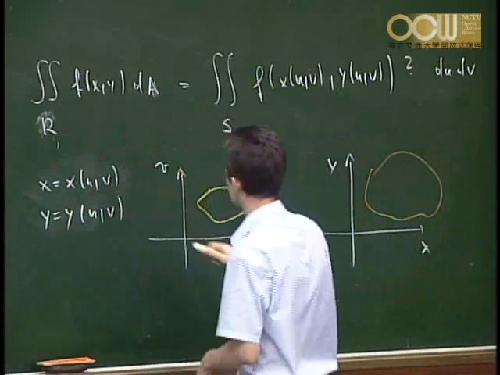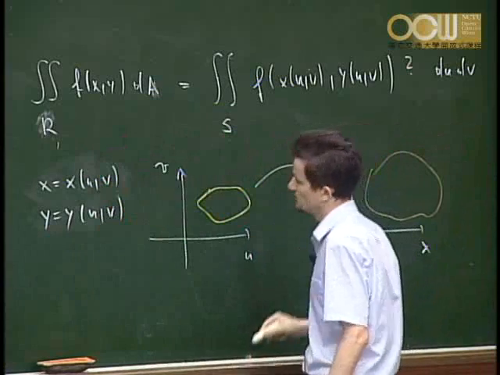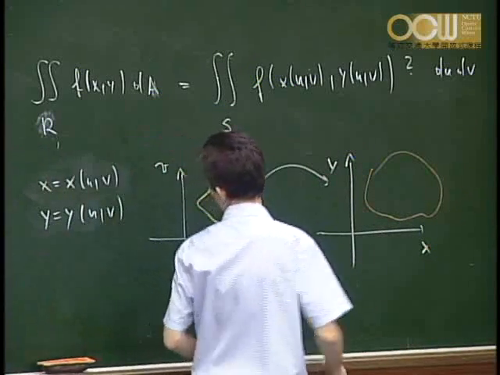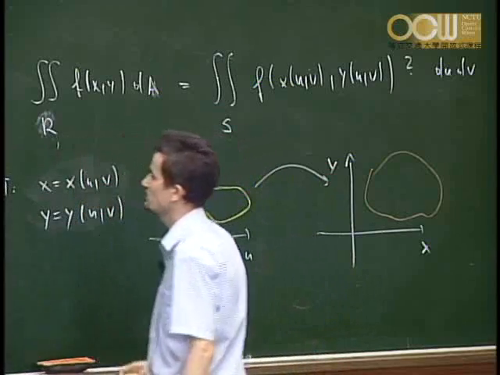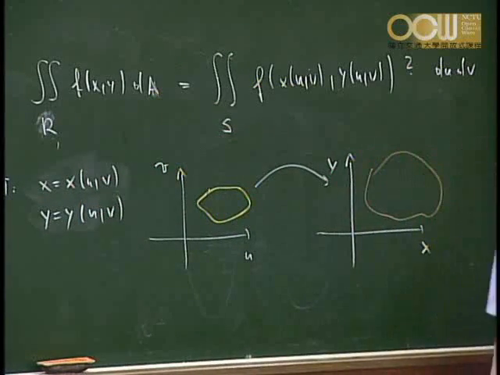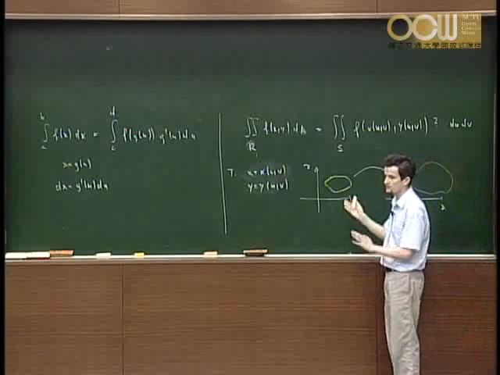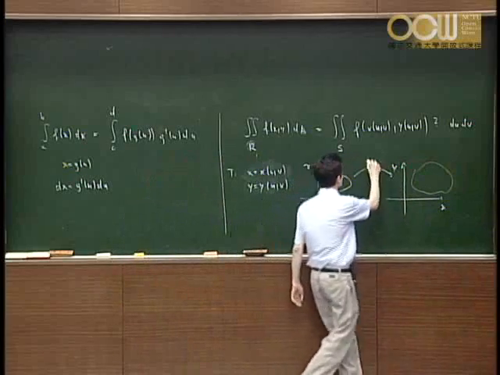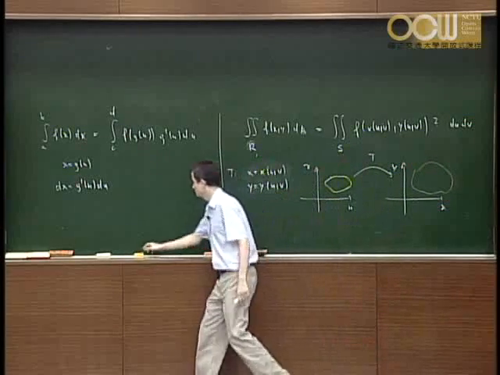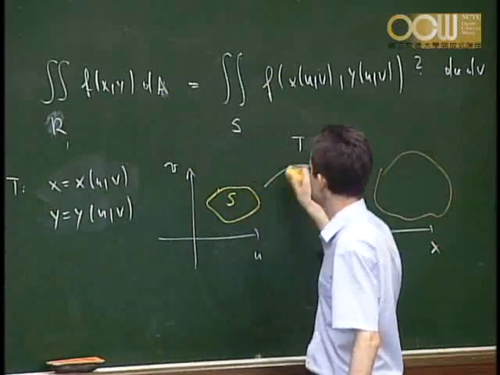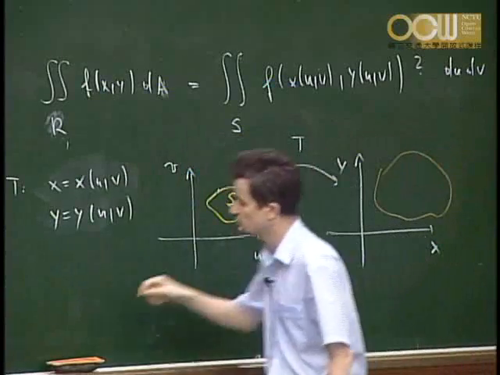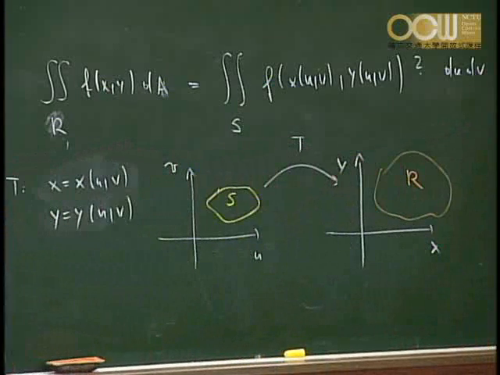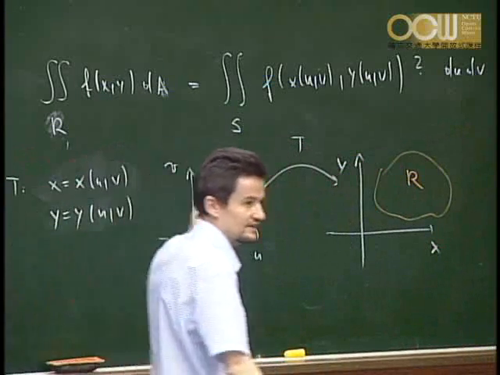And here you have this map acting on the two planes. Normally such a map, a function from R2 into R2, from the plane into the plane, we will call T, a transformation. And what you see here is S, and under T, S gets mapped onto this region here, which is R. So you have to compare those two situations, they are exactly the same.